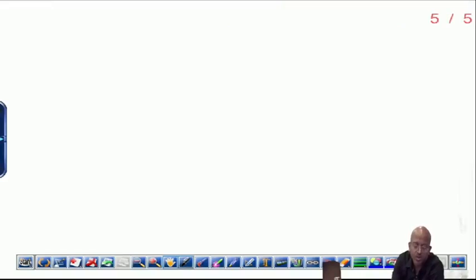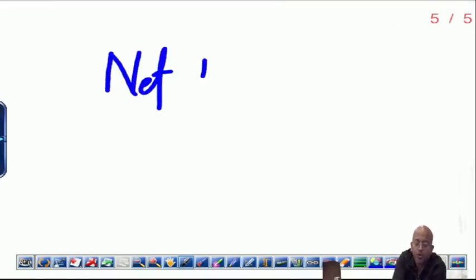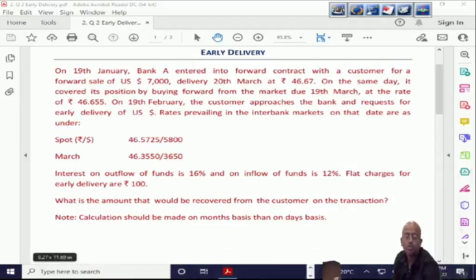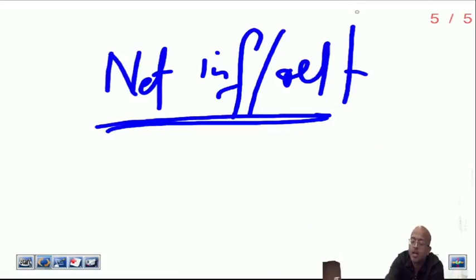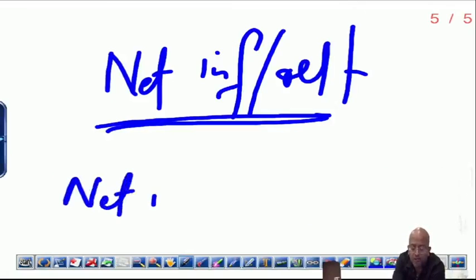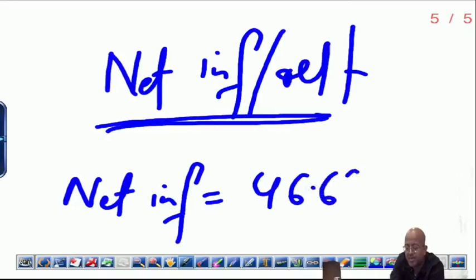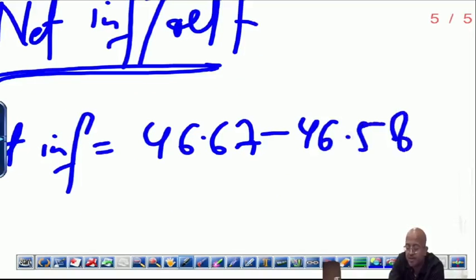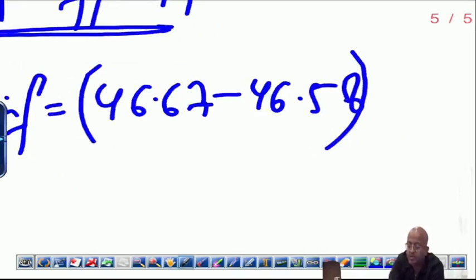1575. The second calculation you have to do is the net inflow or outflow. The inflow for SBI is 46.67 because the customer bought at 46.67, and the outflow for SBI is 46.58. Inflow is 46.67, outflow is 46.58, so there's a net inflow. Net inflow is equal to 46.67 minus 46.58, the whole multiplied by 7,000.